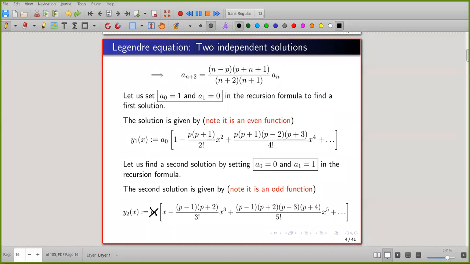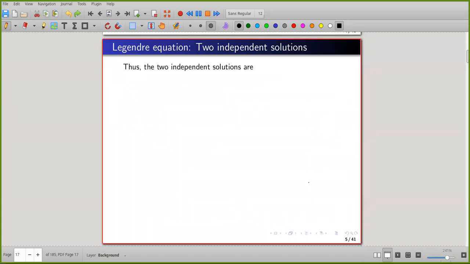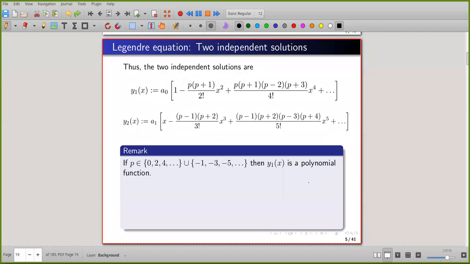Let's just stare at these coefficients for a few seconds because we are going to make an observation using them. Okay. So thus the two independent solutions are these. These two solutions are linearly independent, and every solution is a linear combination of these two.